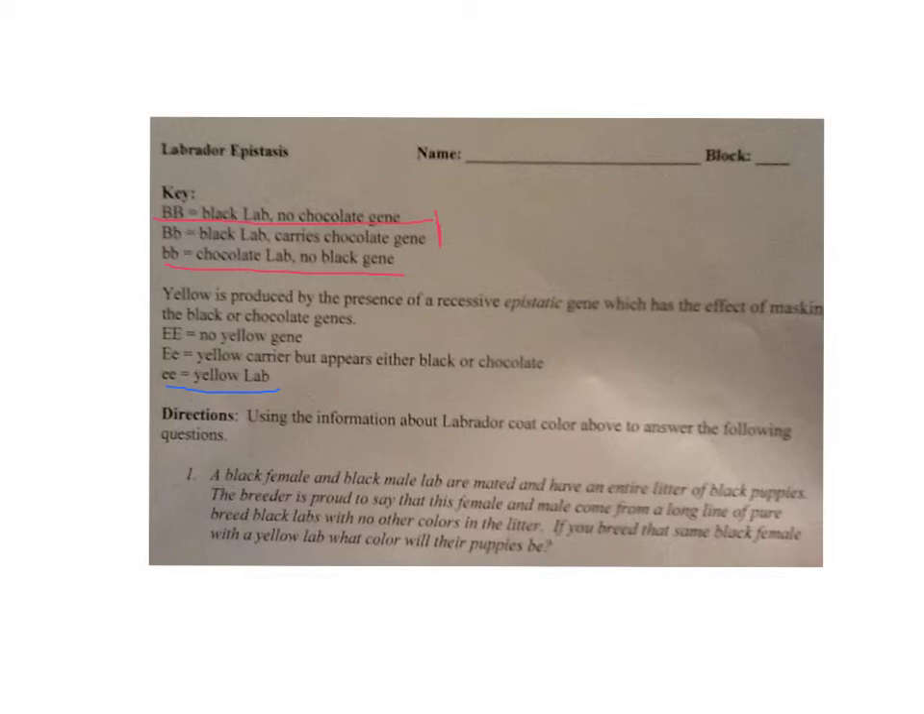So any black lab you have must have at least one big E to show that they don't have the yellow gene. So if you've got one E or two E's, you're not going to be a yellow lab. But if you have two little e's, no matter what's going on with your chocolate and black gene, you will end up looking like a yellow lab.